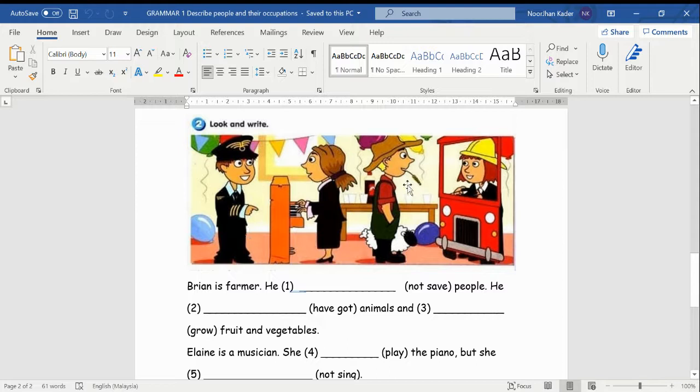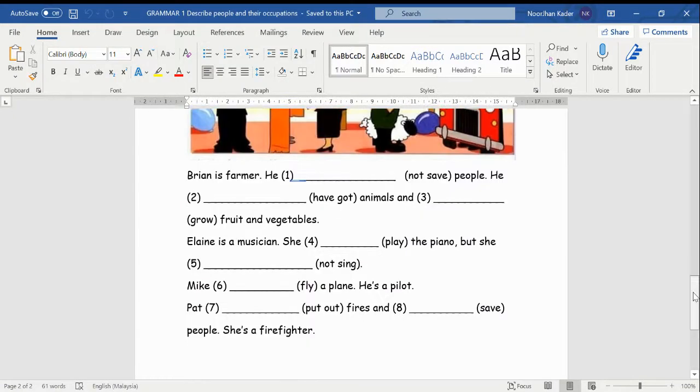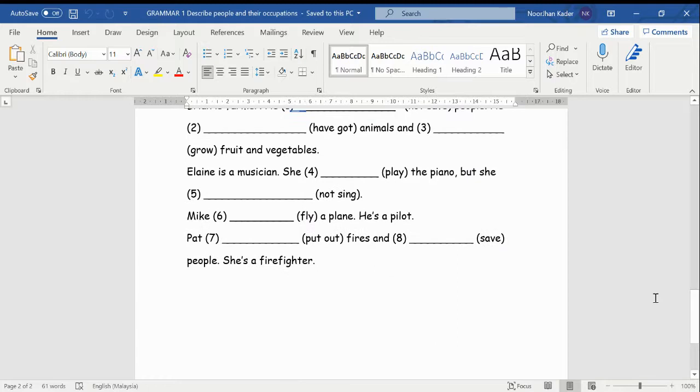So picture 1, Brian. Picture 2, Elaine. Picture 3, Mike. Brian is a farmer. Elaine is a musician. And picture number 3, Mike is a pilot. That we understand from the few words given in the paragraph of these descriptions about these 4 people. Okay, number 7, Pat. Her name is Pat.